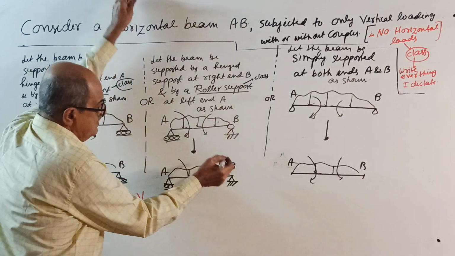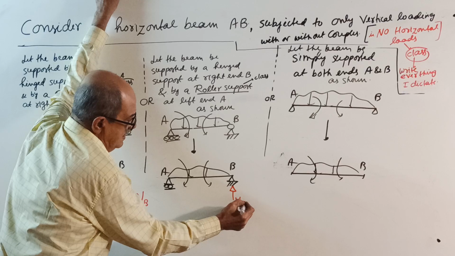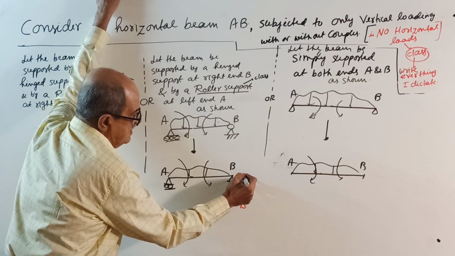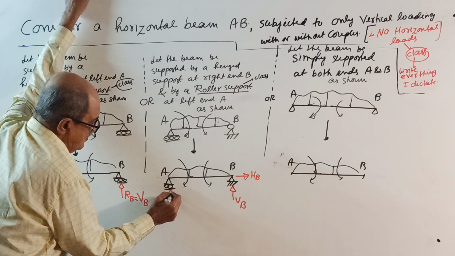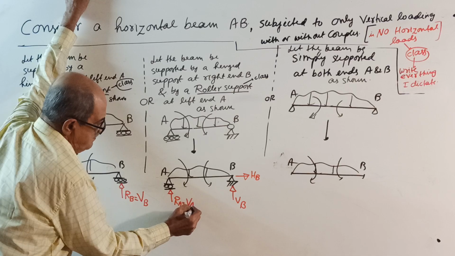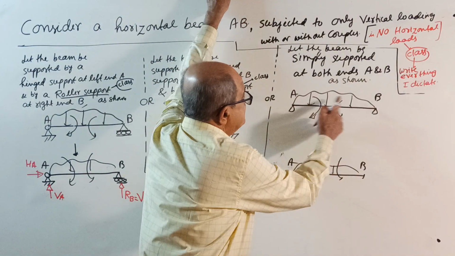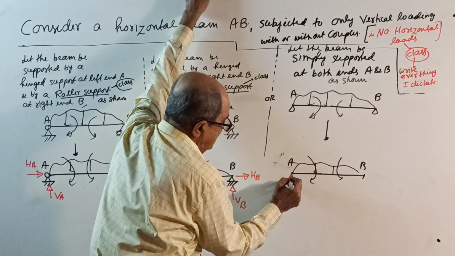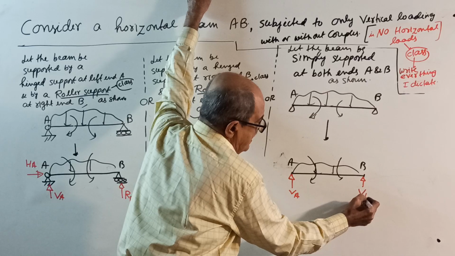Here, B is a hinged support. There is a vertical reaction VB, a horizontal reaction HB, and here a reaction normal to the plane of the roller, RA equal to VA. After this statement, since both are simple supports, there is only vertical reaction VA and only vertical reaction VB.